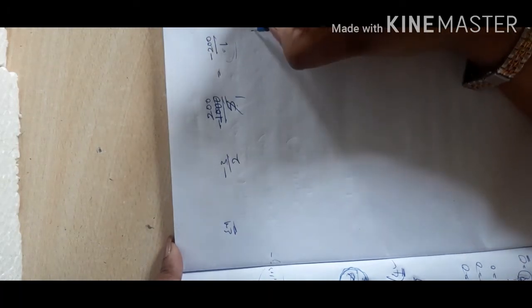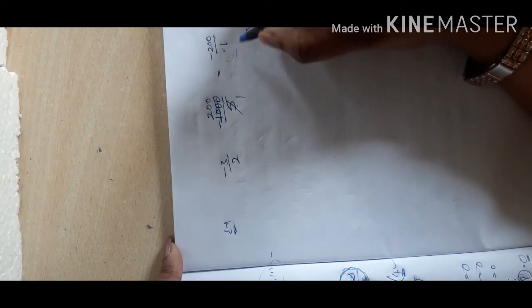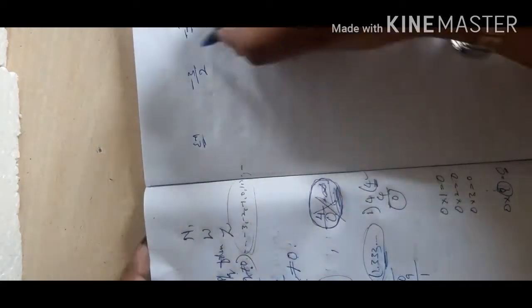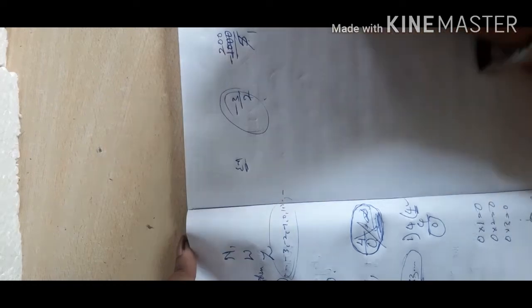Why? Because when you divide any number by 1, you'll get the same number. 1 200s are 200, 200 minus 200, 0 remainder 0. So what is the quotient? 200. So whenever I'm dividing a number which is in the form of p by q, I'm getting a quotient.